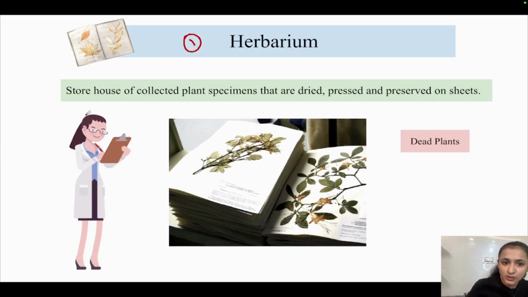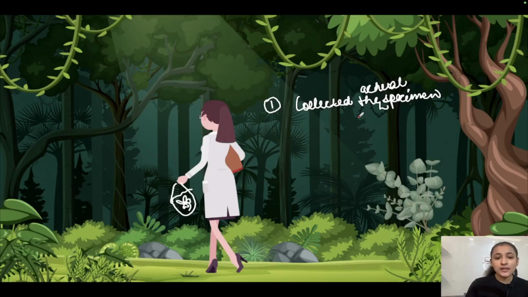Okay, now if she goes to a herbarium, herbarium represents the storehouse of collected plant specimens that are dried, pressed and preserved on sheets. Now what has Emma done? Emma has already collected the actual specimen. Now she must have collected this specimen and taken it to her laboratory. Okay, she would have done the process of characterization. Okay, she would have studied all the characters of this plant in detail, both internal and external characters.